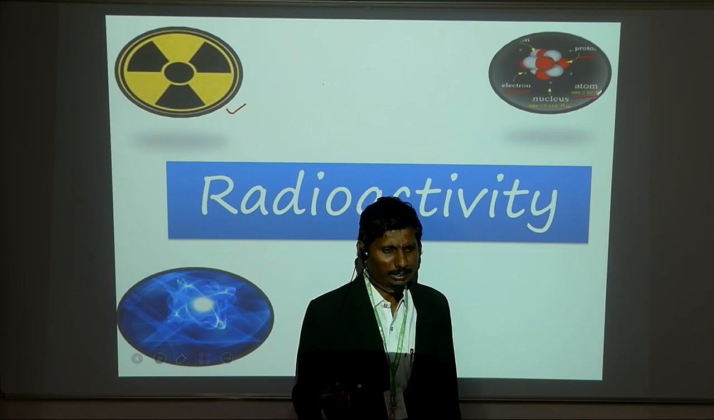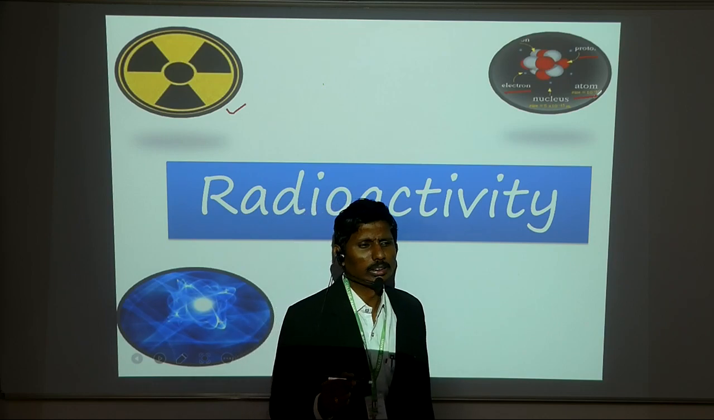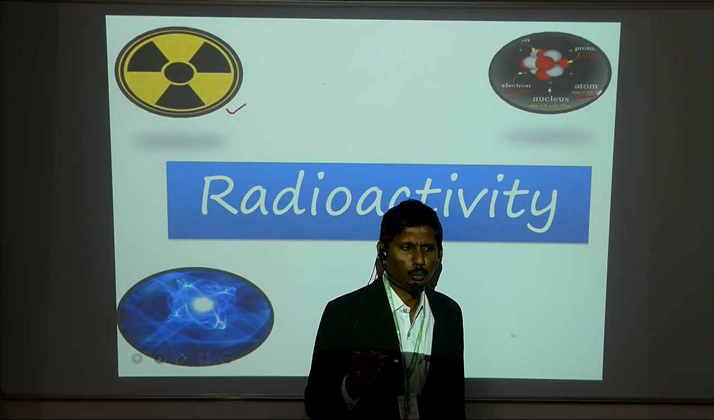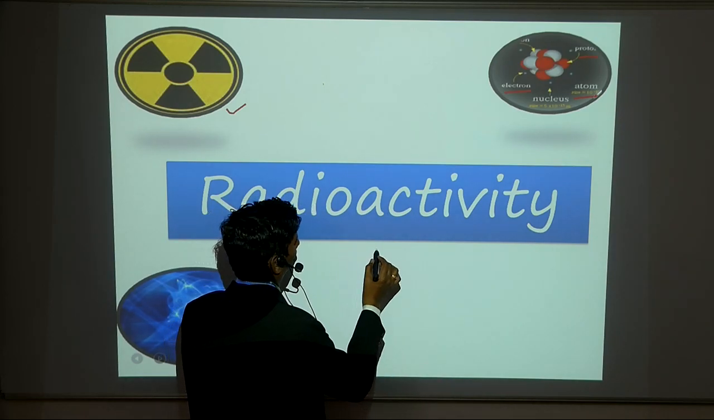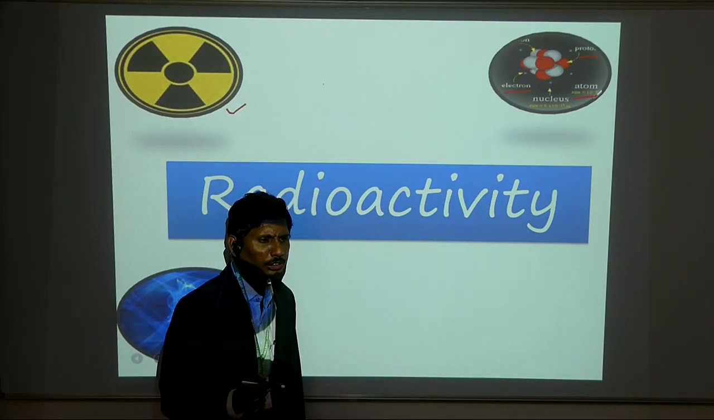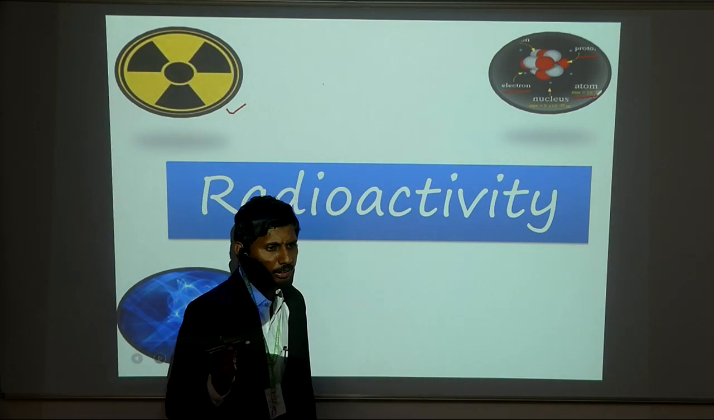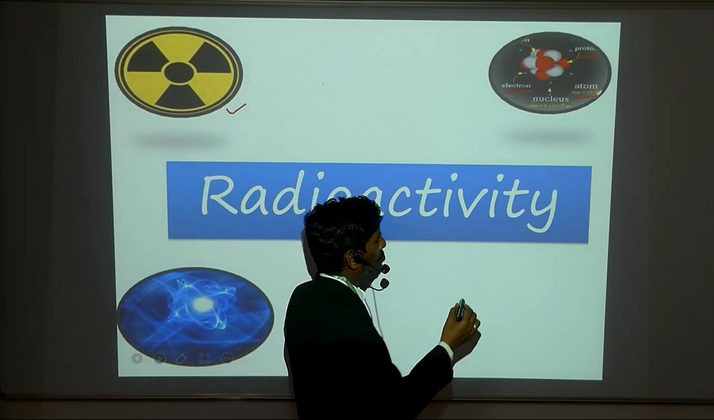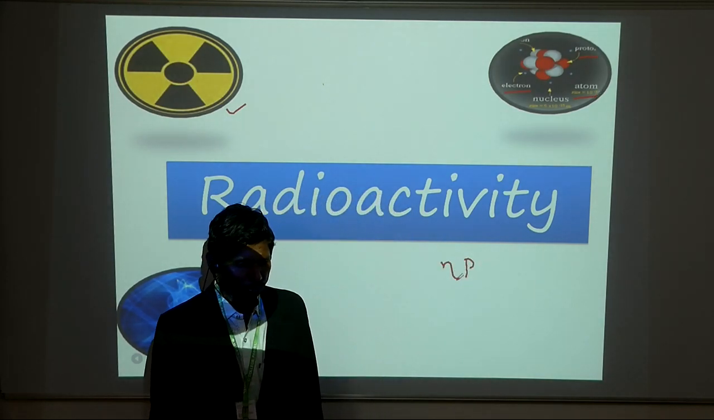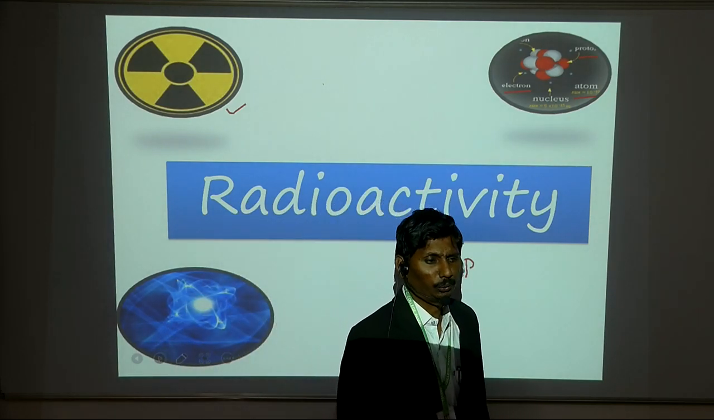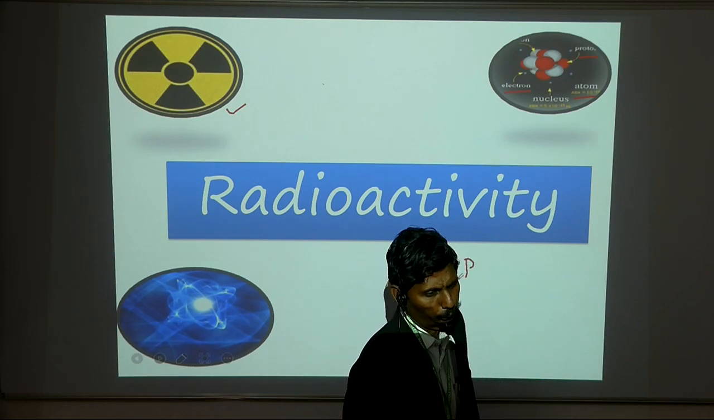Just like a chemical reaction, there are nuclear reactions. In the same way, when the nucleus is unstable, the radioactivity phenomenon takes place. Why is the nucleus unstable? When we go to a higher atomic level, the ratio of neutron to proton is greater than 1. That means the number of neutrons increases as compared to the number of protons.